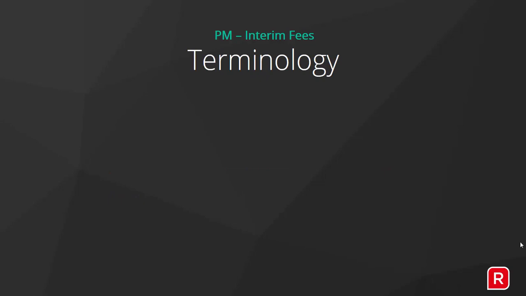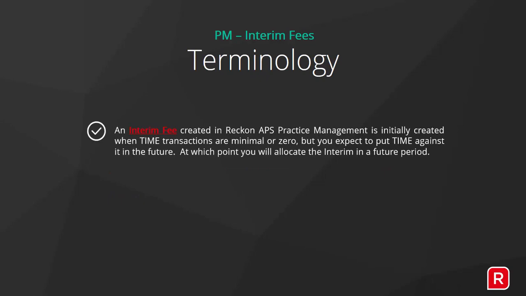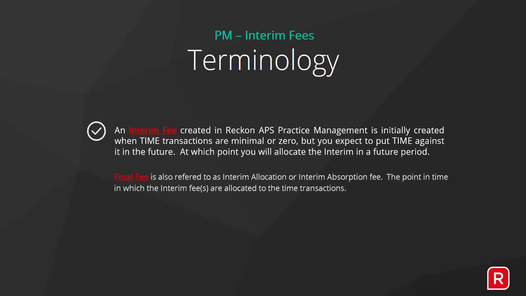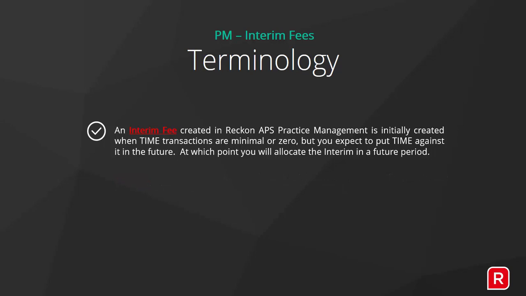Okay, so let's get some clarity on terminology. An interim fee created in the Reckon APS Practice Management System is initially created when the time transactions are minimal or zero against a matter, but you expect to put time against it in the future, at which point you will allocate the interim in a future period.